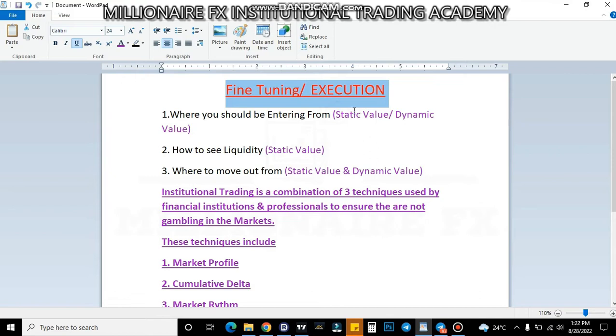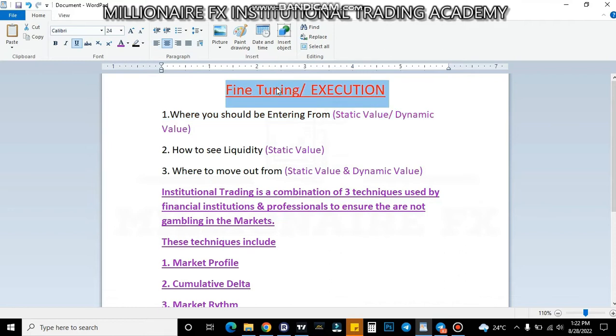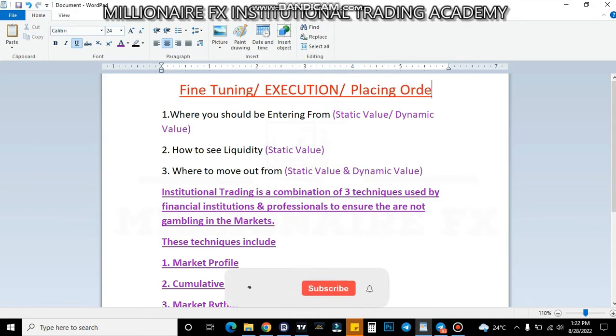So basically, back to fine tuning. We have skipped the intraday for a reason, because you cannot look at intraday without knowing how to execute your trades. Now that we understand the market always goes up and down, and why it goes up and down, today we are going to look at where to enter from. Fine tuning is commonly known as execution, or you can call it placing orders.